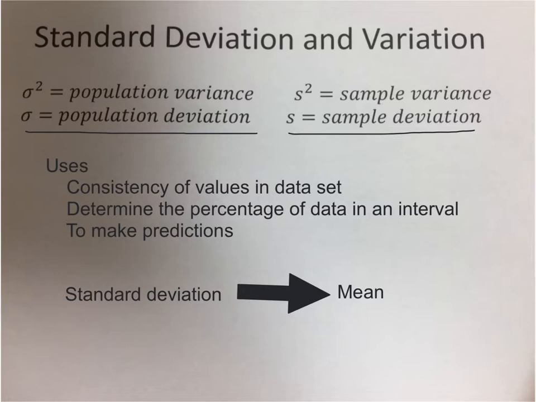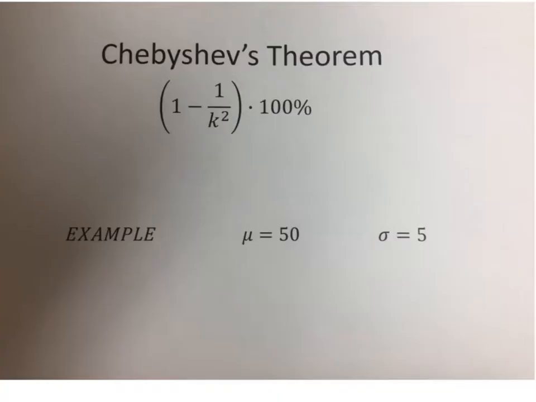So let's move on to something different. So now we're talking about Chebyshev's theorem. And Chebyshev was a famous mathematician. And what he looked at was the idea that we want to figure out what percentages are within a certain interval. Well, Chebyshev's theorem is based on the idea that we do not have or do not know that we have a symmetric distribution. So this would apply to all distributions.